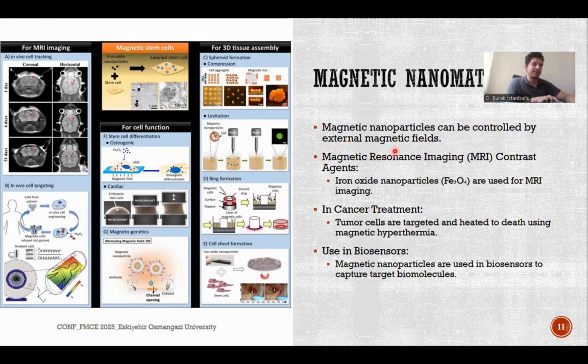Magnetic nanoparticles can be manipulated remotely using an external magnetic field. Here, MRI contrast agents such as iron oxide nanoparticles enhance image contrast in MRI scans for better diagnosis. Magnetic nanoparticles enable magnetic hyperthermia, where targeted tumor cells are heated and destroyed without harming healthy tissue. They are also used to capture specific biomolecules, so magnetic nanoparticles improve sensitivity and specificity in biosensing devices.